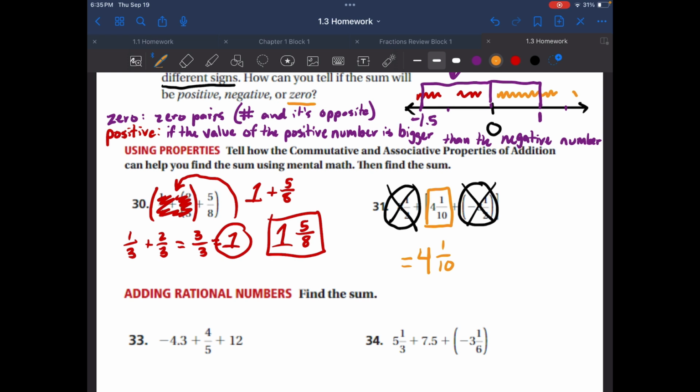Again, this is more of an 8th grade and high school thing. Commutative and associative properties, you will learn all about them. You will know them like the back of your hand. You will be able to use them. It will be great. For now, we're just showing the basics of how they work, and we just want you to know that.